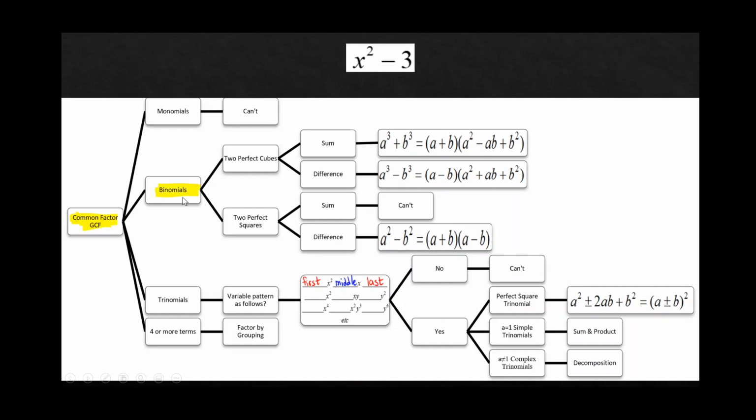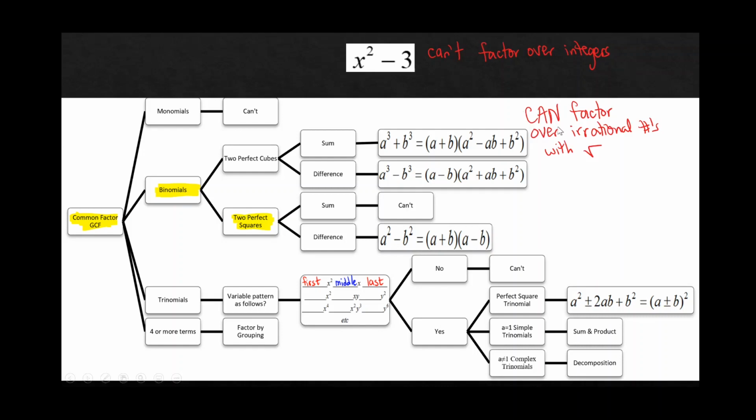It is a binomial, and we notice that x squared is a perfect square. The 3 is not a perfect square. So we would say that this cannot be factored over integers, and usually you would stop here. Let's continue on just to dig it a little bit deeper to see what can happen.